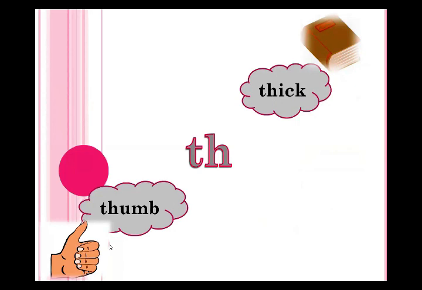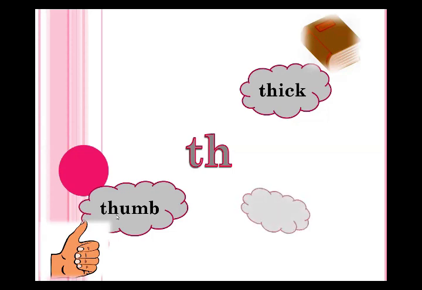Which finger is shown here? Yes, it is a thumb. What is it called? It is called thumb. Tha for thumb. The th sound is at the start of thumb.